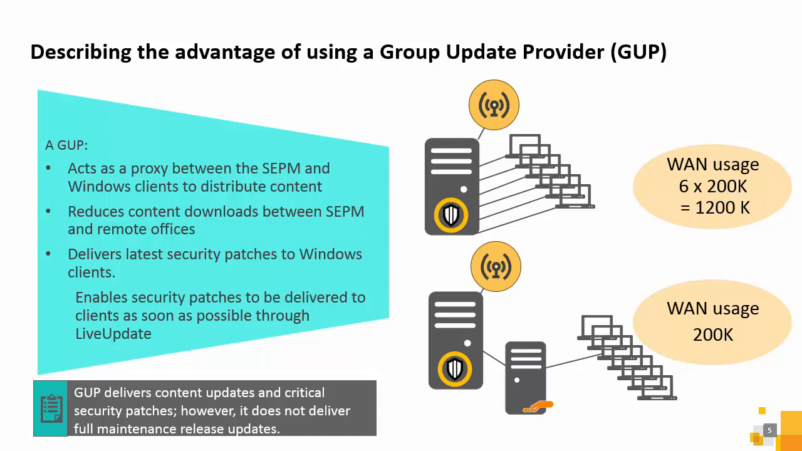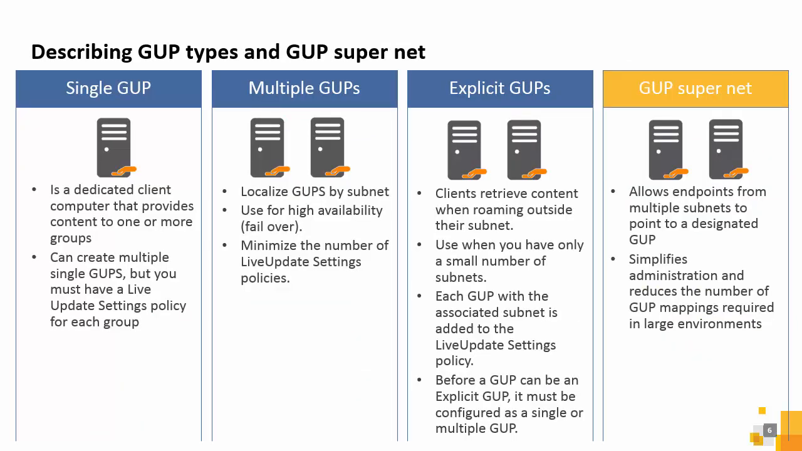Note that GUPs can also download security patches for the most recent version of Symantec Endpoint Protection. For more information on downloading the latest security patches and which SEP versions are supported, refer to the Symantec Endpoint Protection 14 installation guide and see Downloading Security Patches to Windows Clients. This slide describes single, multiple, and explicit group update providers. It also describes a GUP supernet, which is explained in more detail later in this lesson.